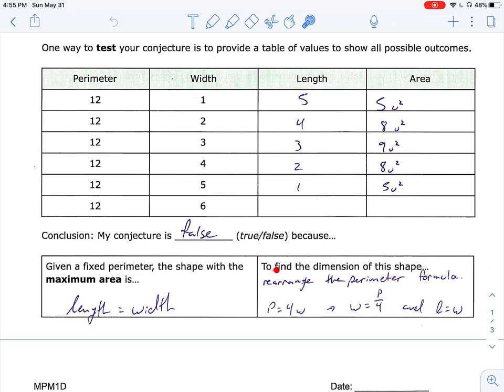So those would be how you would find the dimensions of this shape, right? We're looking for a square basically. So how do you find the dimensions of a square? Well, all 4 sides are equal. We know the perimeter, we divide it by 4, it gives us one of the sides, all those sides are the same. Length is equal to width.